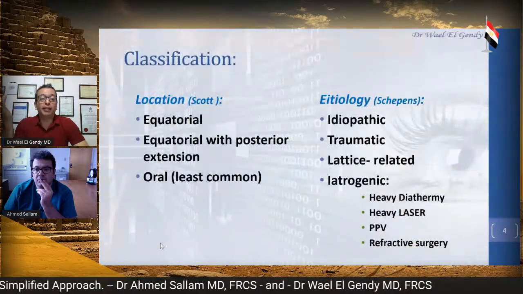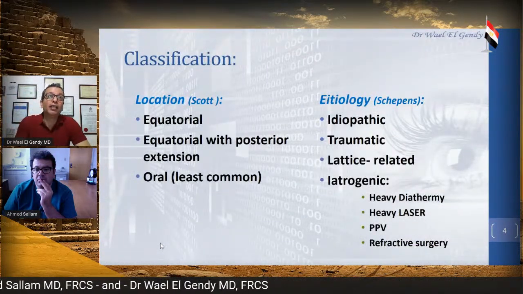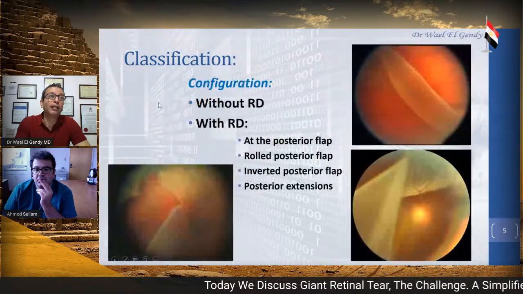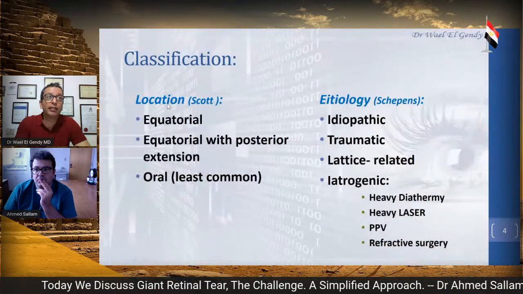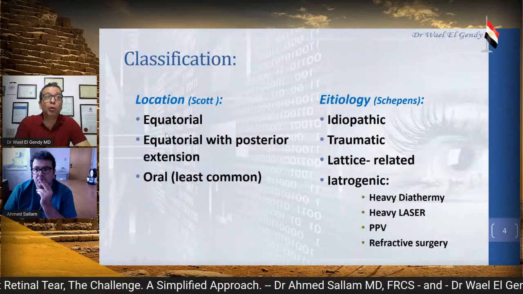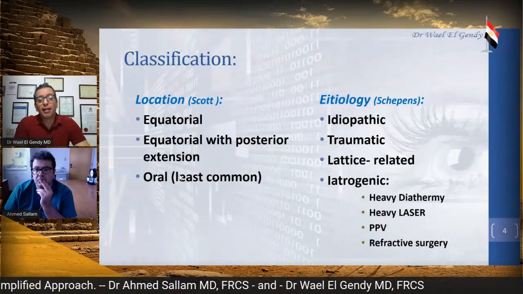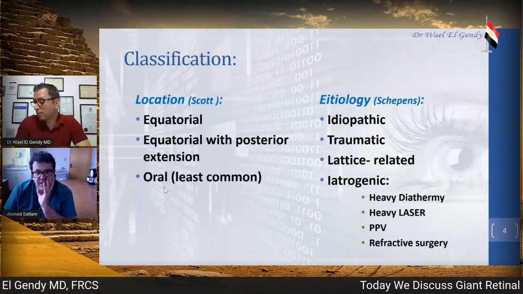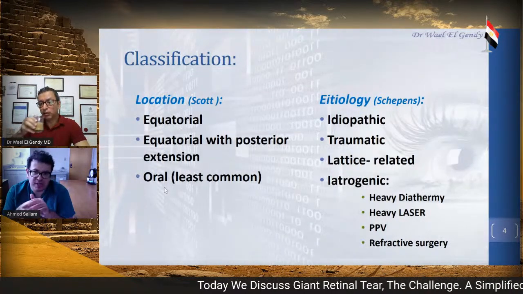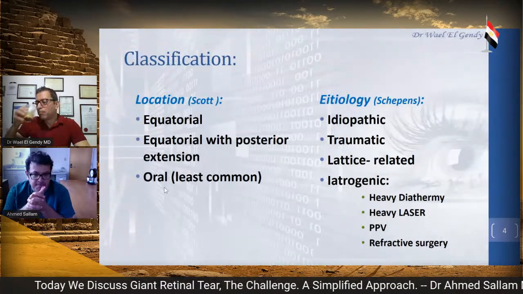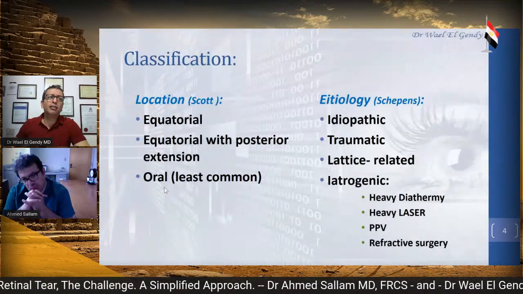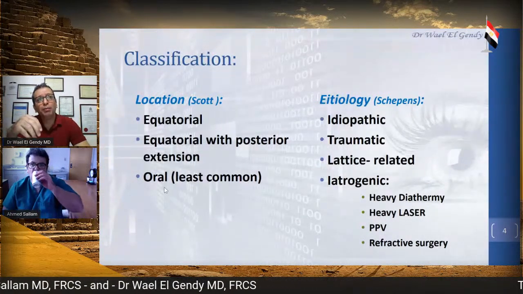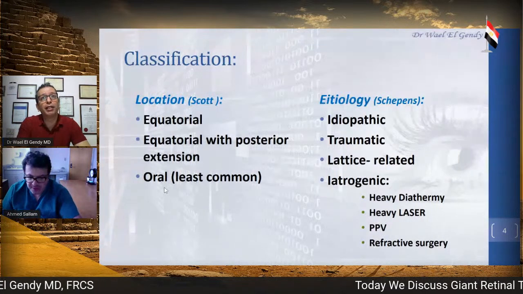If we want to classify giant retinal tears, we can classify them according to various classifications. We can classify by the location of the giant retinal tear, which is equatorial, or equatorial with posterior extension, or oral. I think the oral is the least common, Dr. Ahmed, don't you think so? I think so. They're usually not so oral, but yeah. Yes, the least common form is the oral, which is very anterior. It's more common to be equatorial or equatorial with posterior extension.